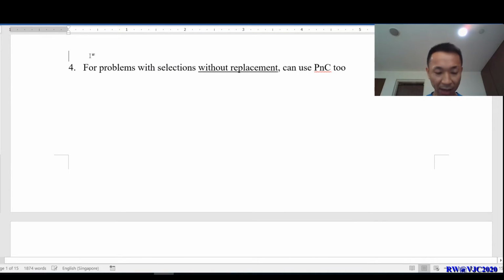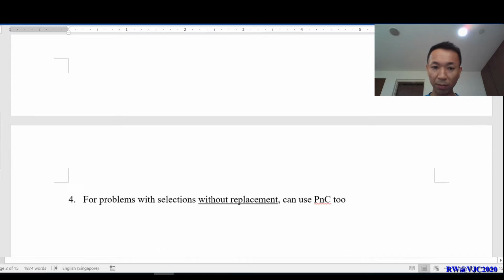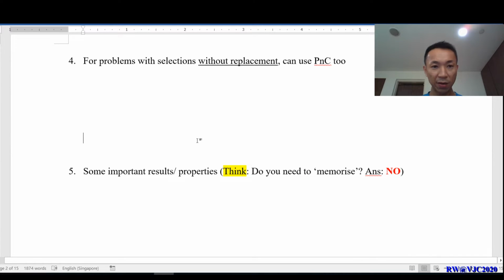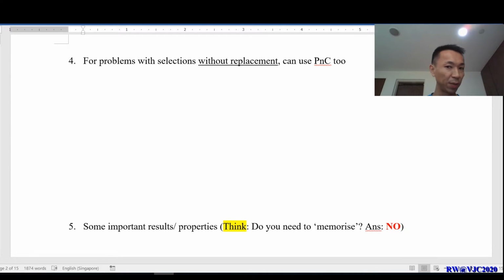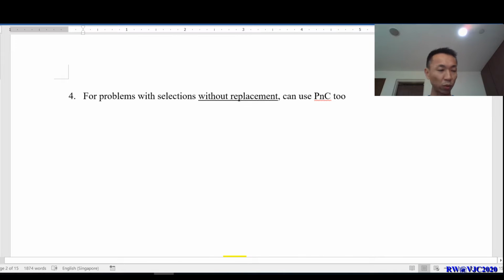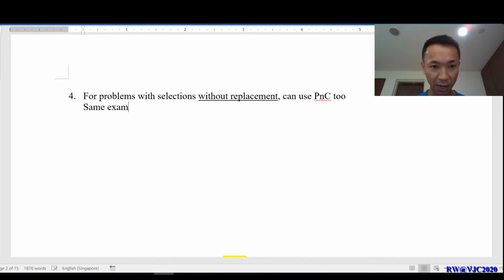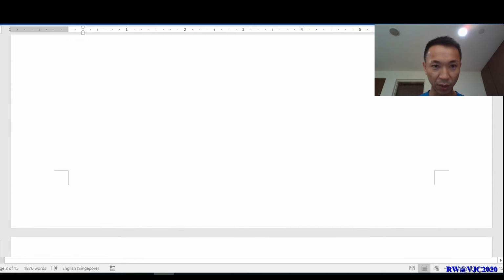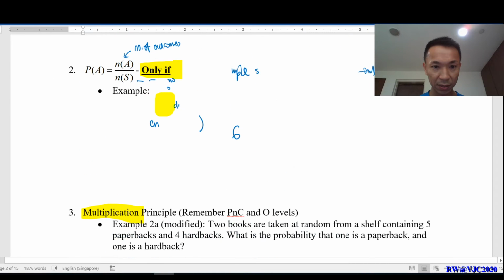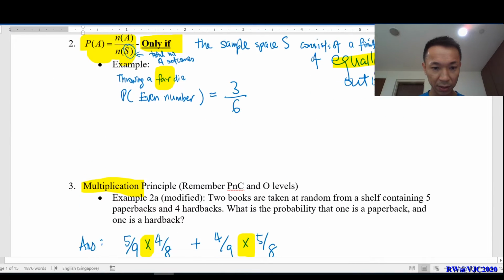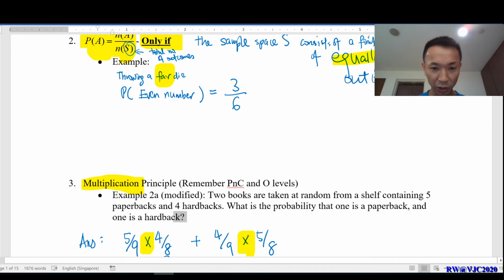Now, there is another way to solve probability problems. For selection without replacement, we can use P and C also. What do I mean by P and C? That means the nCr method. Now, let me copy and paste the same example. Same example, which is this one. I'm going to use the same question.